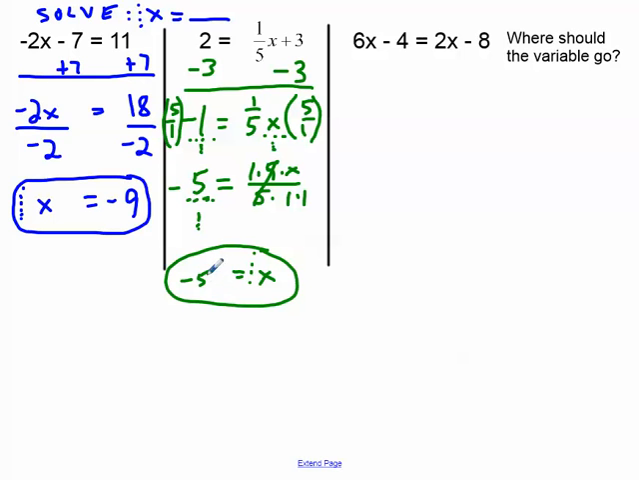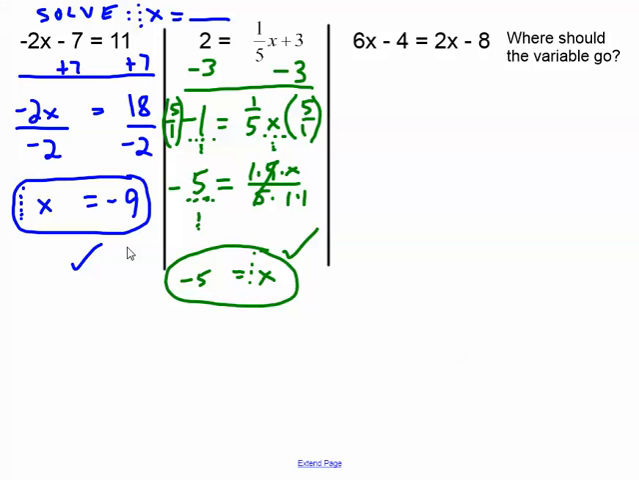Double check our work. I suppose we can plug this back up in here. Negative 5 times 1/5 is negative 1. Negative 1 plus 3 on the right side gives me 2. And on the left side is 2. So that one double checks. If we go back and double check our blue, x equals negative 9. Negative 2 times negative 9 is positive 18. 18 minus 7 on the left side becomes 11. Equals 11 on the right side. Left side equals right side. I'm all set.